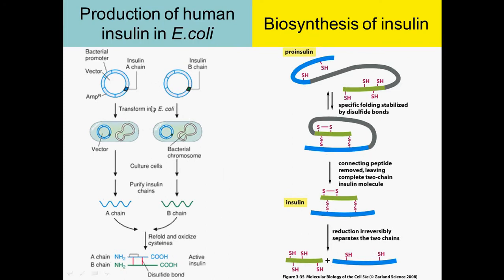So you have an A chain and a B chain. Let's say this is the A chain, and that's the B chain. That's produced, and then that's produced, because you have the vector with the A chain and the vector with the B chain. Put it into the bacteria. It's going to make some insulin, and then you just let the A chain and B chain react with each other. You get insulin.